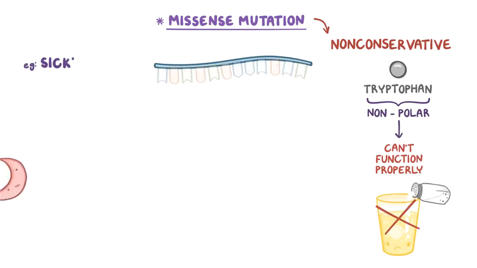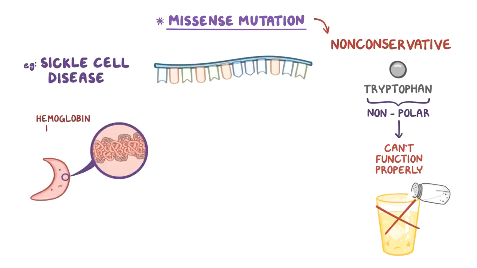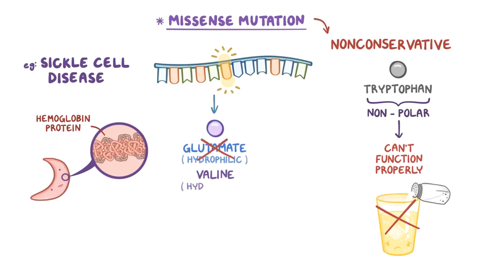This is what happens in sickle cell disease. The hemoglobin protein has a mutation that changes the amino acid glutamate, which is hydrophilic, for valine, which is hydrophobic. And the resulting hemoglobin protein is more frail, which makes it hard for red blood cells to carry as much oxygen.